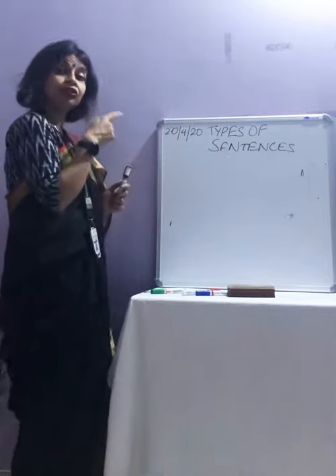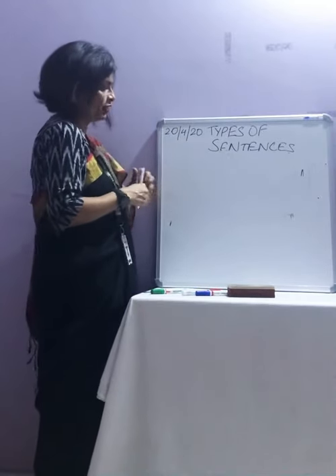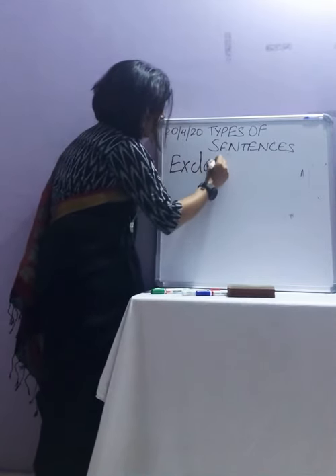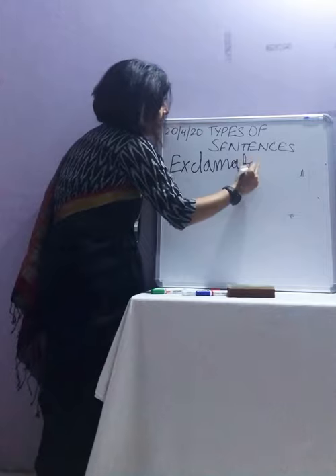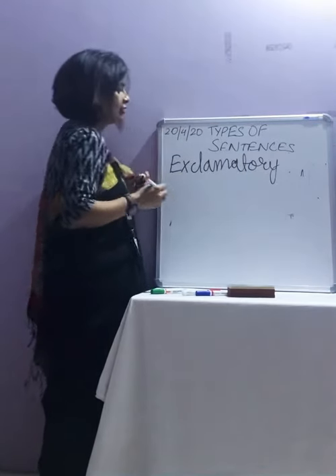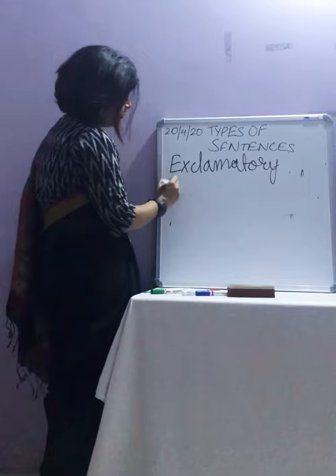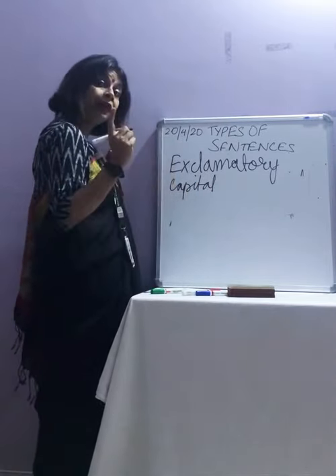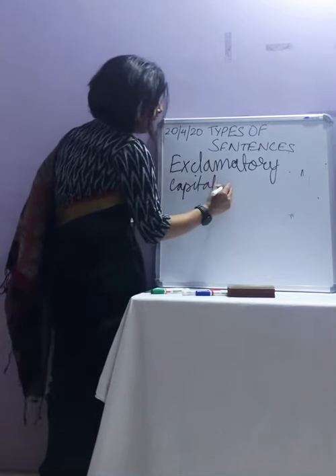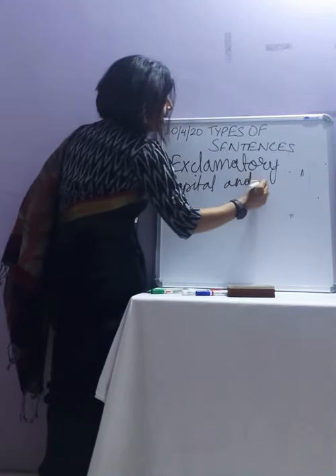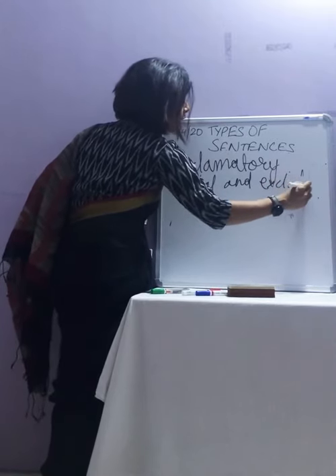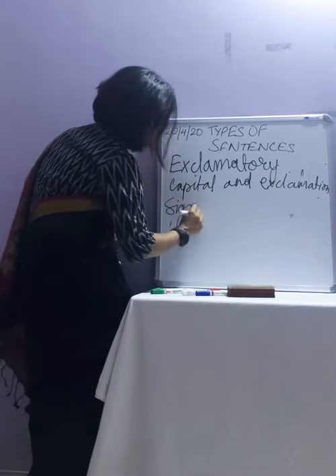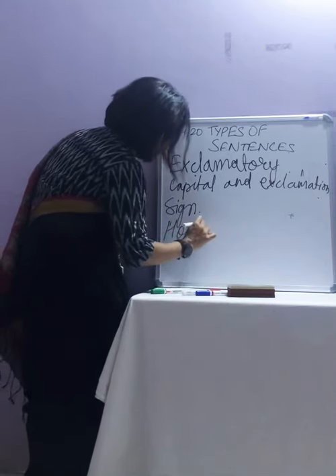Now let us move on to the last part of our types of sentences. What is the last part? Exclamatory. Yes, exclamatory sentences. Now, exclamatory sentences will always begin with a capital letter. And what sign will it have at the end? Instead of a period or a question mark, it will have an exclamation sign. Exclamation sign.